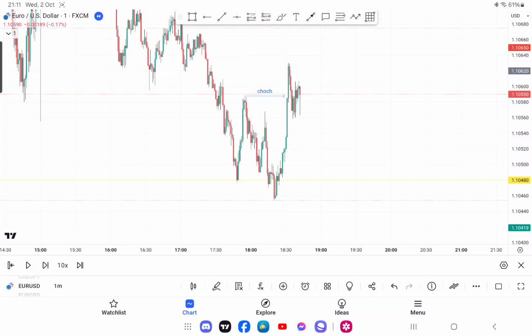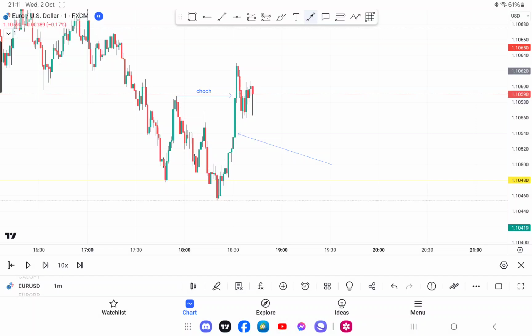So at this point, obviously, we'd start looking for entries because it's done everything we wanted to do. It's created liquidity, taken it, filled an imbalance, and now it's starting to break above at least internal highs. So yeah, I know some of you haven't got the seconds chart, but even if you just look at this candle here, I'll draw a line to it. This candle there, it's such a big candle.